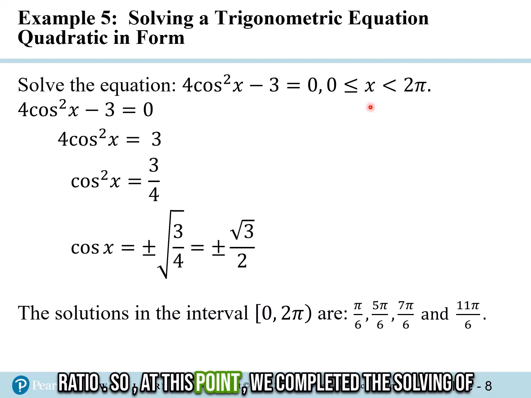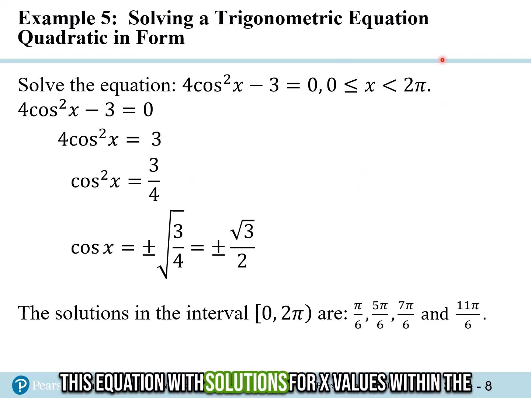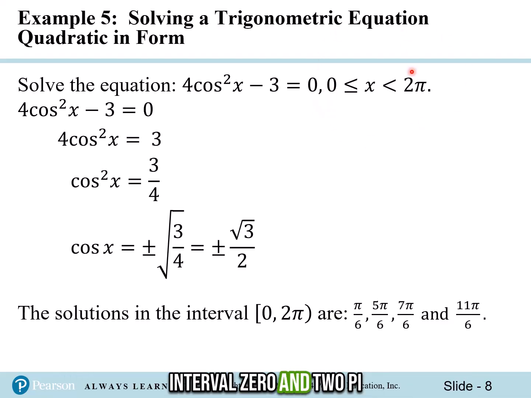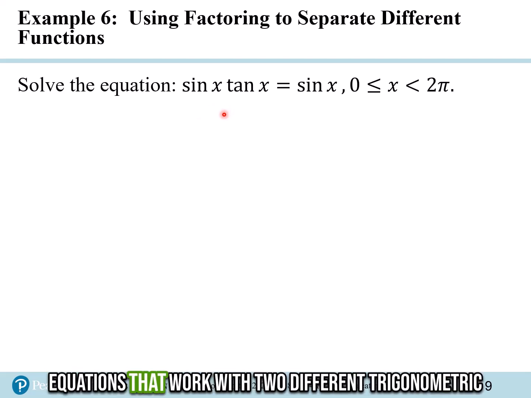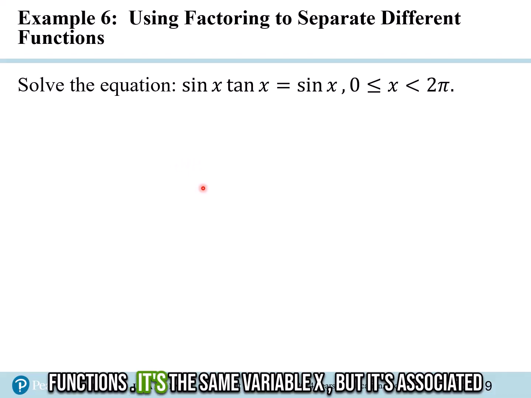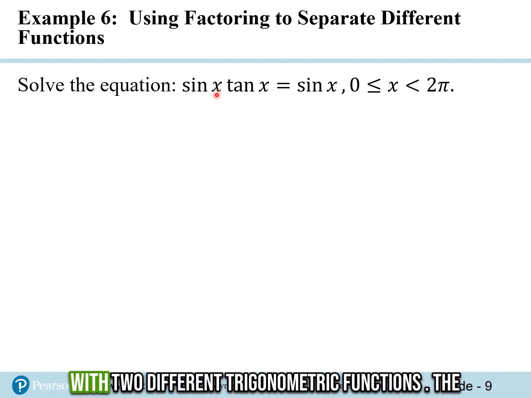So at this point we completed the solving of this equation with solutions for x values within the interval 0 and 2 pi. We will now go over an example which involves equations that work with two different trigonometric functions. It's the same variable x, but it's associated with two different trigonometric functions.